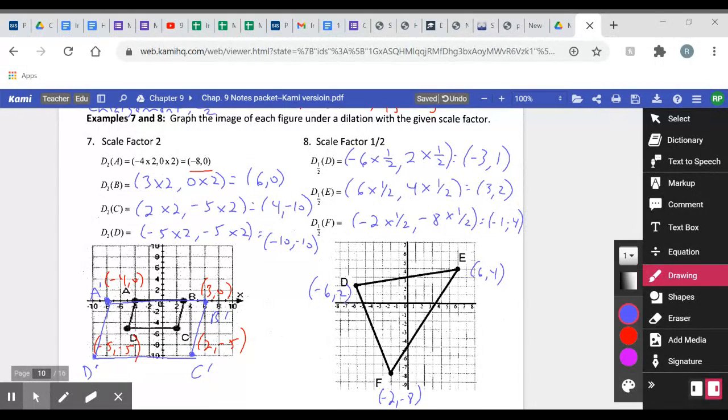Now I just need to plot these new points. I can see that the new D is at -3, 1. So there's my D prime. E is at 3, 2. And F is at -1, -4. So there's my F prime. I can connect my dots, and there's my new triangle.